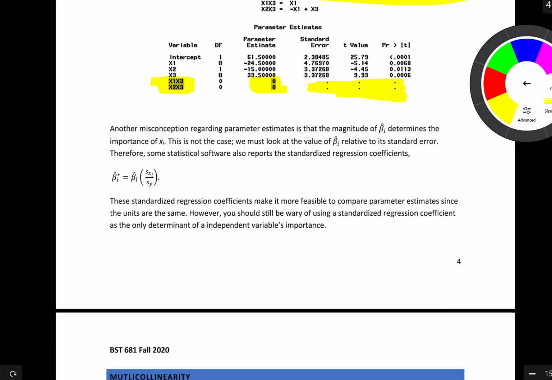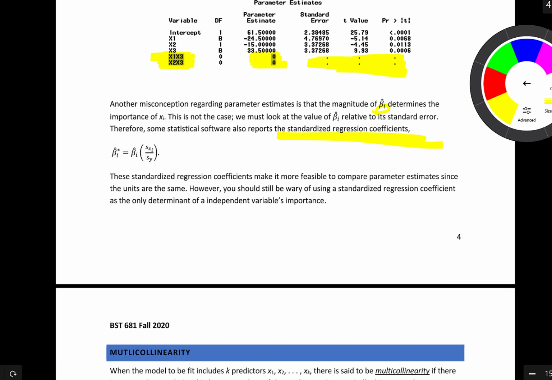Another common misconception regarding parameter estimates is that the magnitude of beta hat determines the importance of that predictor variable. This is not the case. We must look at the value of beta hat relative to its standard error. Therefore, some statistical software also reports what are called the standardized regression coefficients. And these standardized regression coefficients make it more feasible to compare parameter estimates since the units are the same. However, you should still be wary of using standardized regression coefficients as the only determinant of independent variables' importance.